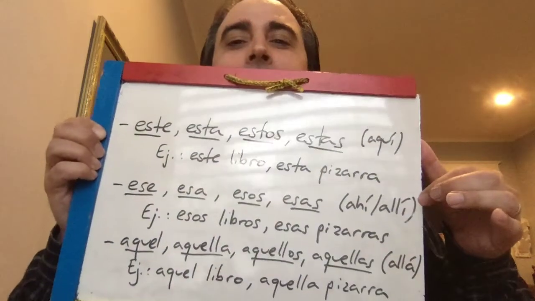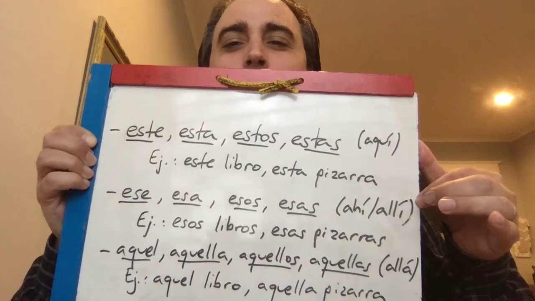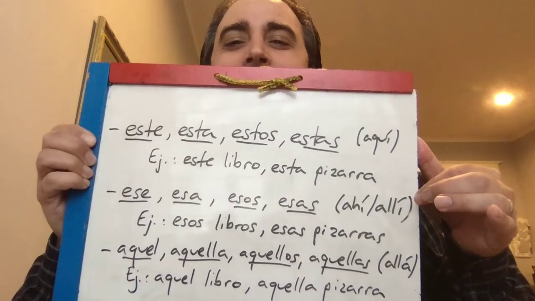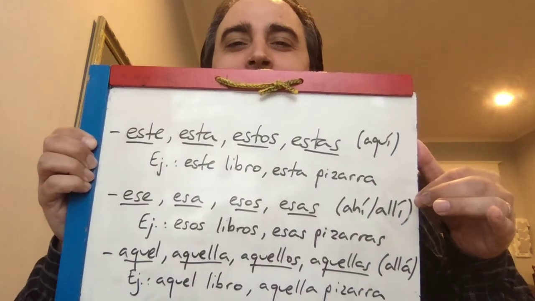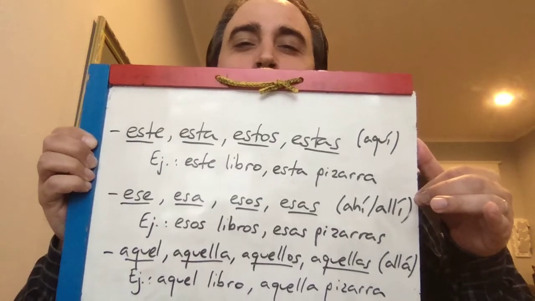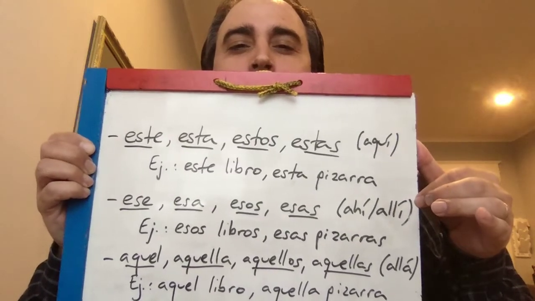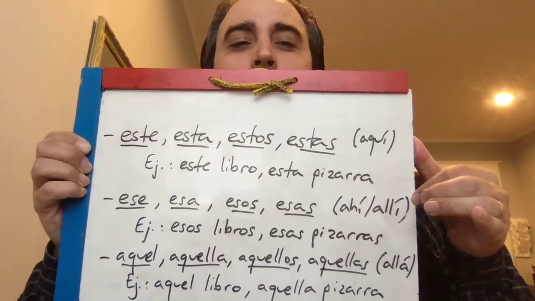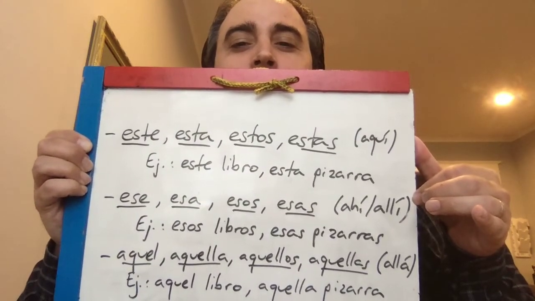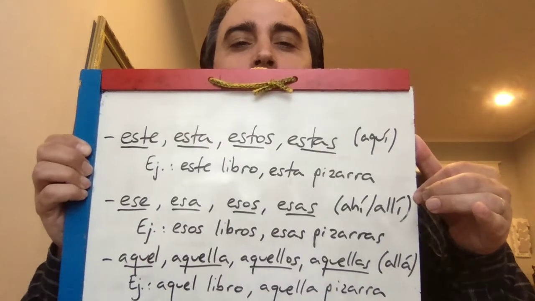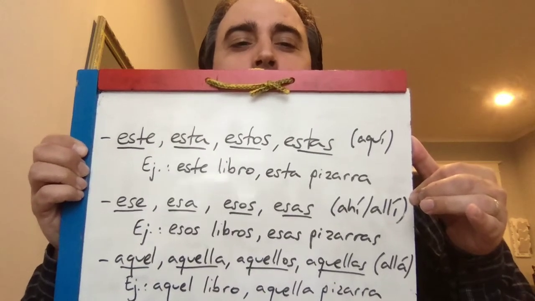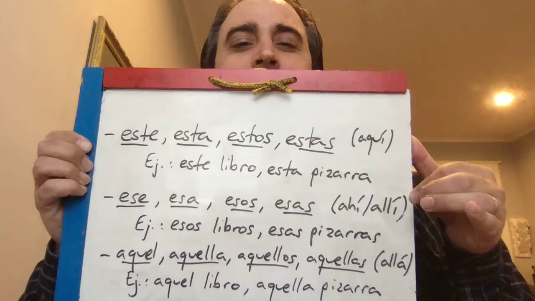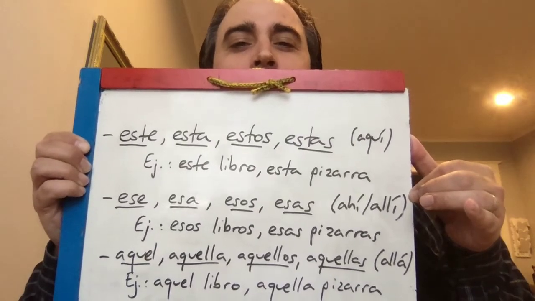Tenemos también ahí o allí. Ahí o allí, both of them mean there. So it is not right here, right next to me. So if you see any of those 2 words in a sentence, you're going to be using ese, esa, esos o esas.